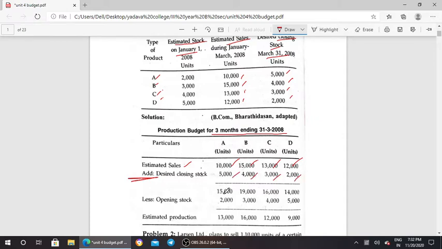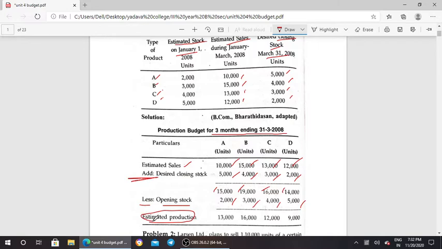For product A, they will have 15,000. First, we give the sales, then we add the closing stock. So for A 15,000, B 19,000, C 16,000, D 14,000. Then we have to deduct the opening stock. The opening stock they have already given: 2,000, 3,000, 4,000, 5,000. Just deduct it, and we will have the estimated production.